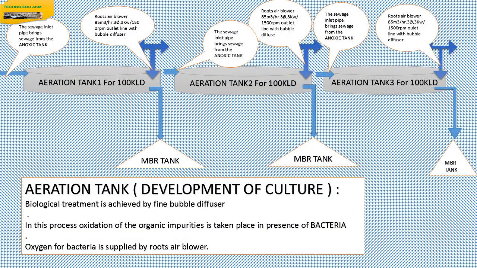From the anoxic tank, the wastewater enters the aeration tank for bio-oxidation. The aeration tank is the main reaction tank for the biological process. As the wastewater from the anoxic tank flows into the aeration tank, biological treatment, that is oxidation of impurities, takes place in the presence of bacteria. Oxygen for the bacteria is supplied by the air blower.